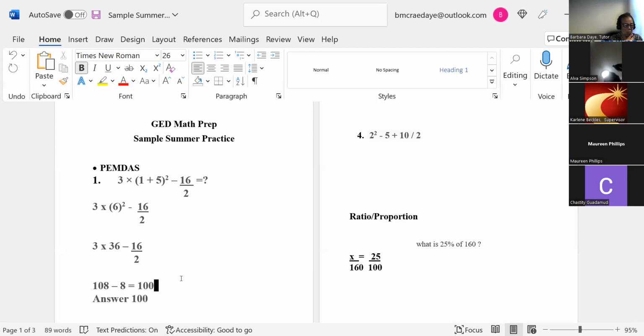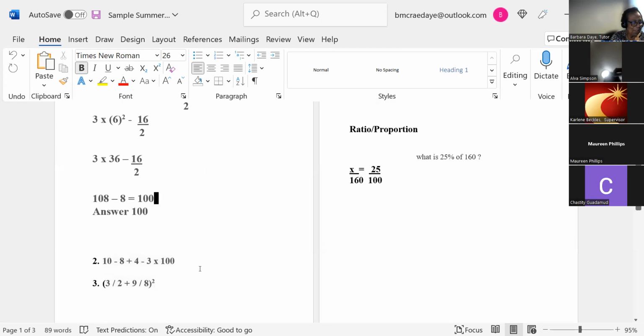Just going back over it, parentheses, 1 plus 5 is 6. Then we do our exponent next, 6 to the second power, 6 times 6, that's 36. Then we do our multiplication, 3 times 36, it's 108. Then we do our division, 16 over 2 is 8. And then the last step is the subtraction. 8 from 108 leaves 100. Got it? Yes, ma'am.